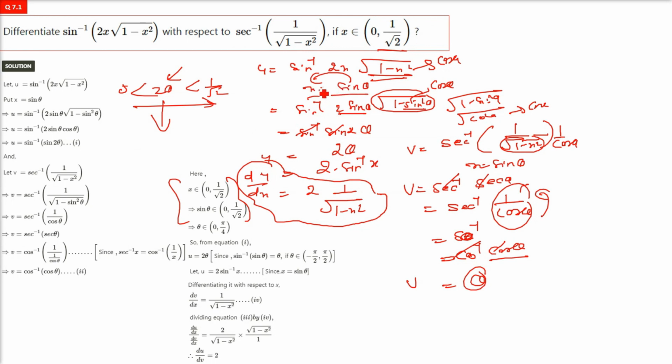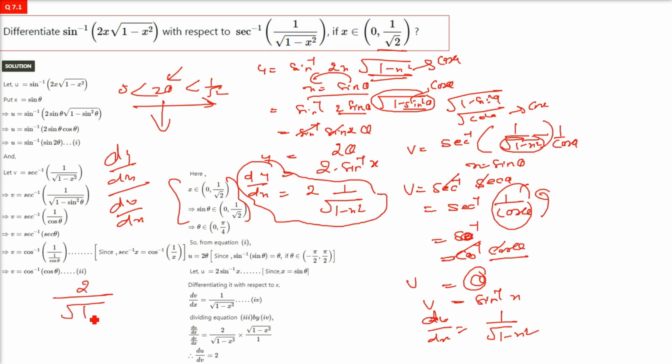I can tell you, if you just do it by yourself, you'll see that theta is sine inverse x from x equals sine theta. So dv by dx is going to be equal to 1 by under root 1 minus x square. So du by dx you know, dv by dx you know, and you can just divide these two. So du by dv, that will be your final result. So twice of under root 1 minus x square divided by 1 by under root 1 minus x square. This you can cancel, you get 2, and that is going to be your answer too. Okay, this is your final result.